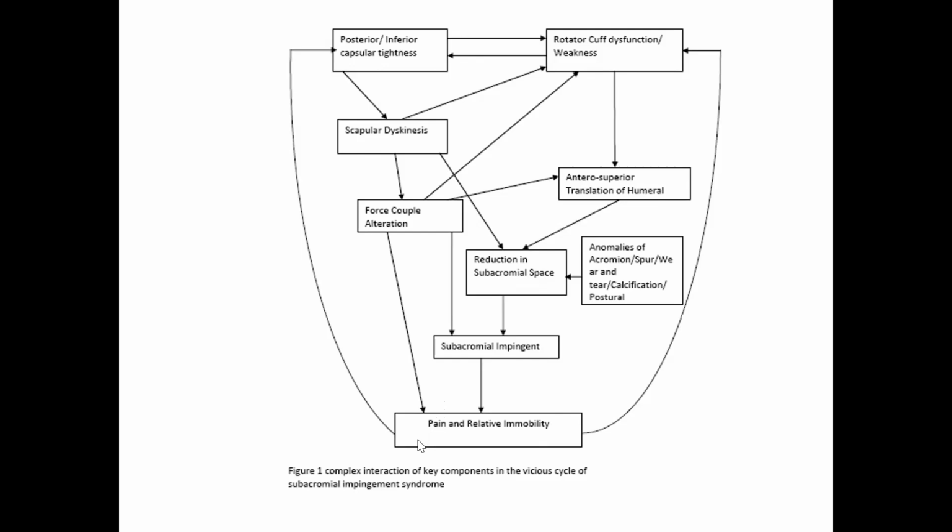Vicious cycle उसको कहते हैं कि जिसमें जैसे हमने कहा कि A is causing the B, B की वजह से A होता है और A दोबारा B को करता है, इस तरह ये चलता रहता है जब तक इसको ट्रीट नहीं किया जाता. So because of this vicious cycle, posterior capsule tightness and the rotator cuff insufficiency will lead to subacromial impingement and the pain and more immobility, and they will again lead toward these two situations, which will further increase and enhance the symptoms of the patient. So that is a complex interaction of the key components in that vicious cycle of the subacromial impingement syndrome.